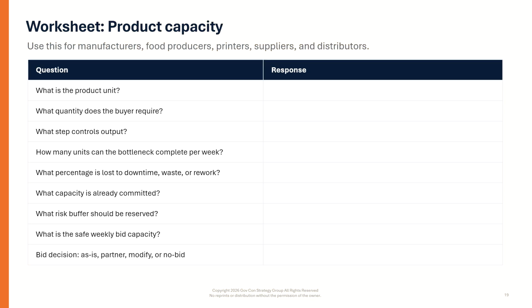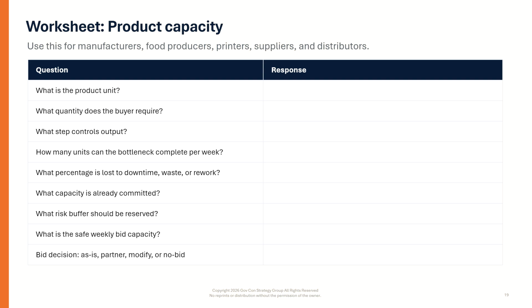For product-based businesses, capacity starts with the unit. Before you bid, you need to be clear about what you are actually counting. Is the unit one case, one box, one meal, one printed piece, one assembled item, or one delivered order? If the unit is not clear, your capacity calculation will be wrong from the beginning. Next, identify the quantity the buyer requires. Do not just look at the total number. Pay attention to the delivery schedule. Producing 5,000 units over 6 months is very different from producing 5,000 units in 2 weeks.